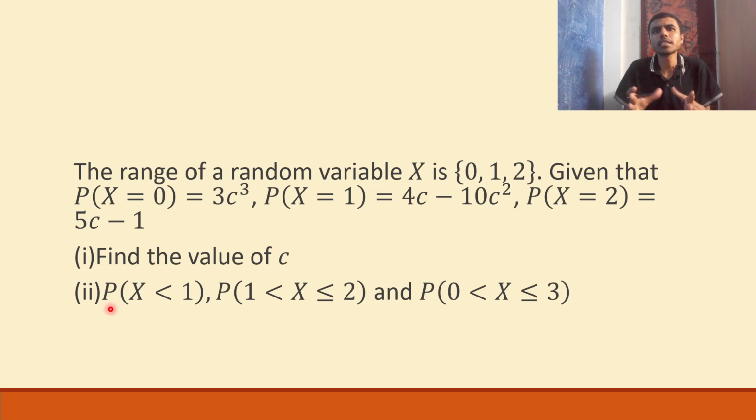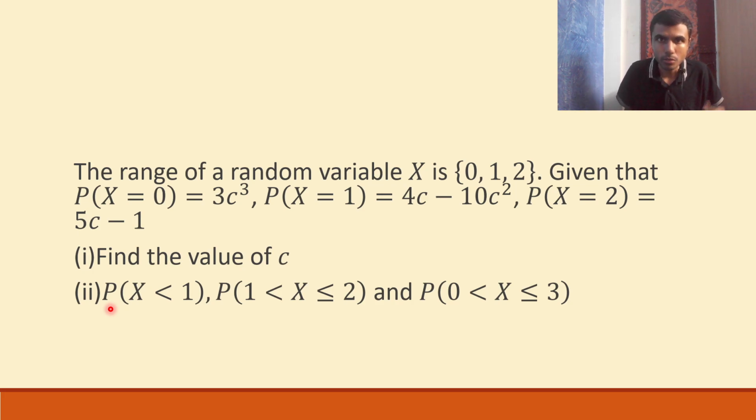The basic logic is that whenever in any situation, the sum of probabilities of various cases is always 1. The sum of probabilities of various cases is always 1. For example, let's say you toss a coin. The probability of getting a head is 1 by 2. The probability of getting a tail is 1 by 2. The sum of probabilities is 1 by 2 plus 1 by 2, which is 1.